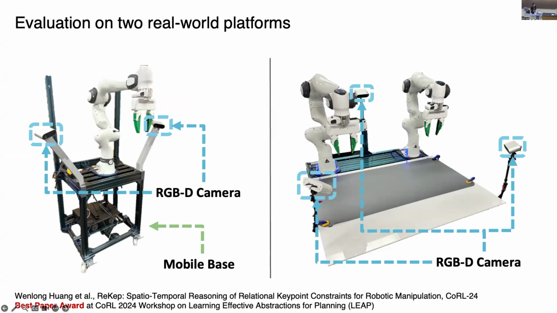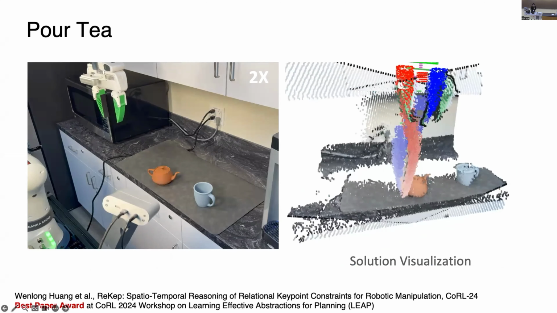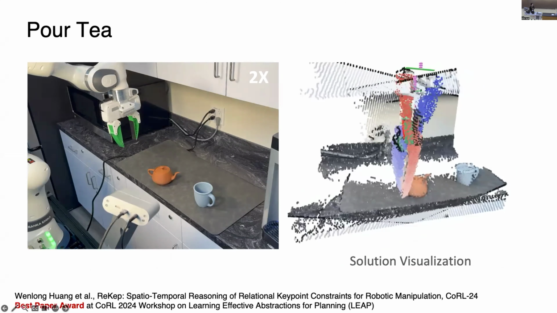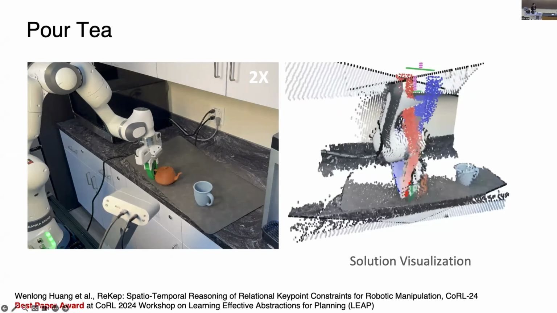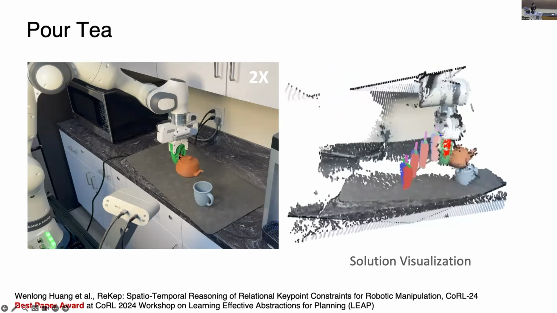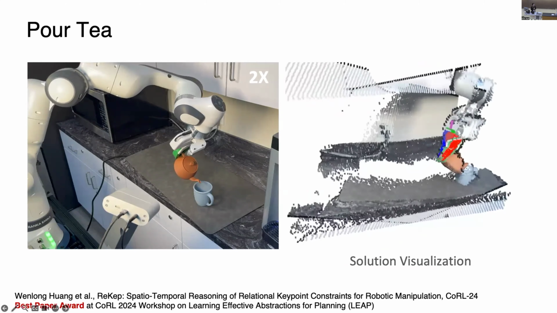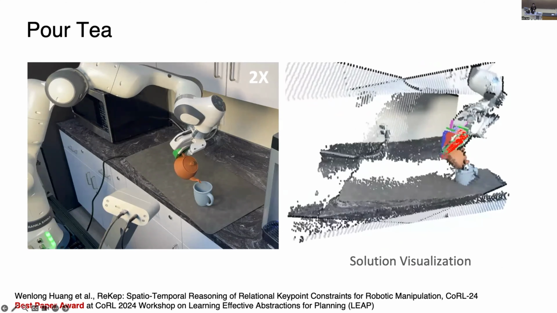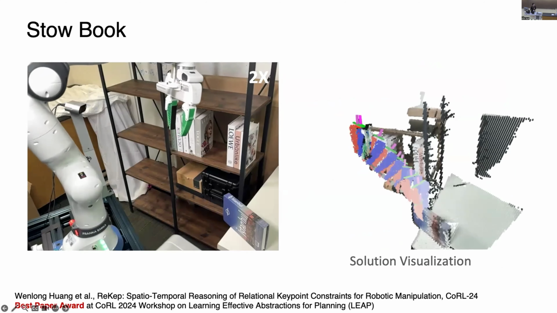We evaluate the framework over two types of setups. The left is a mobile arm mounted on a movable cart for more in-the-wild experiments. On the right, we have a bimanual tabletop manipulation setup. Here are the visualizations of our resulting systems. The left will be the actual execution. The right will be the real-time visualization of the observations the robot is getting, and also the planned trajectory.